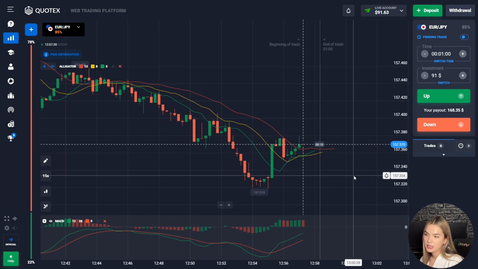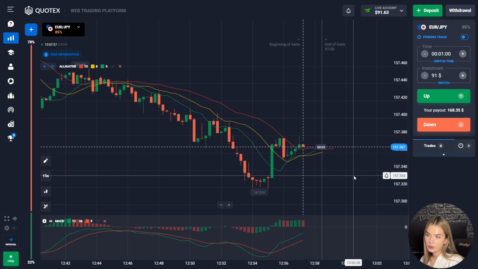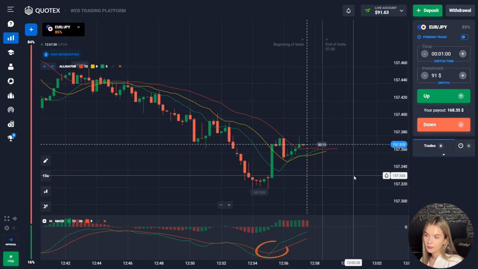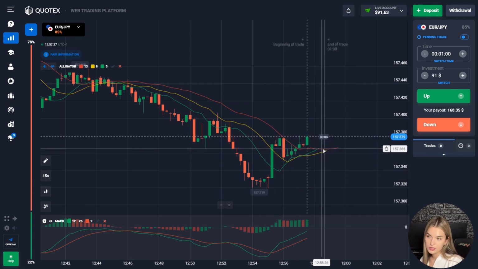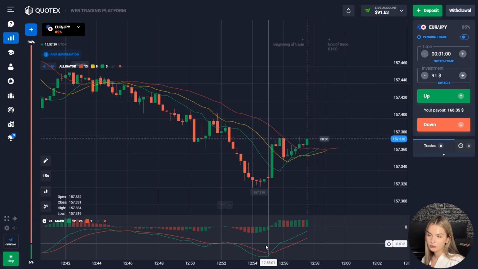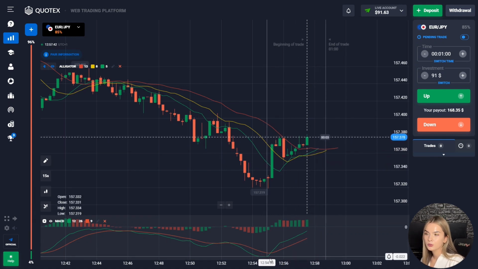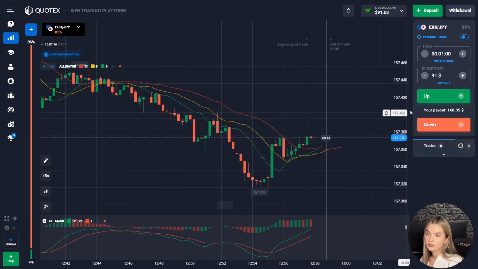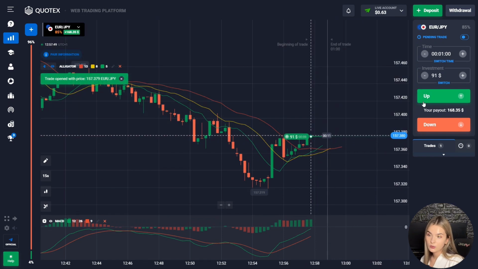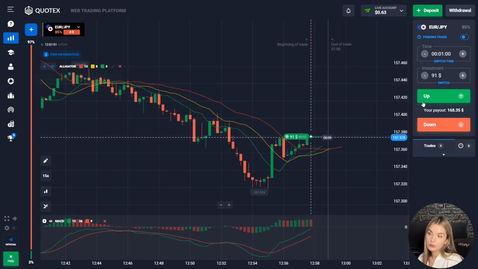After updating the minimum, an impulsive green candle appeared on the chart. And on the MACD indicator, the green line crossed the signal line from bottom to top, which indicates that the bearish trend is fading. At the same time, we see that the green sliding Alligator line also crosses the two other lines from bottom to top. And I will open a deal to go up with $91. I think that I will be able to make money on this price rollback.